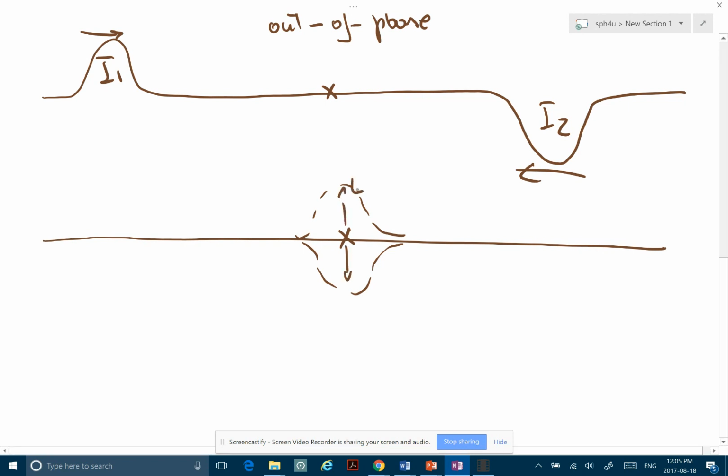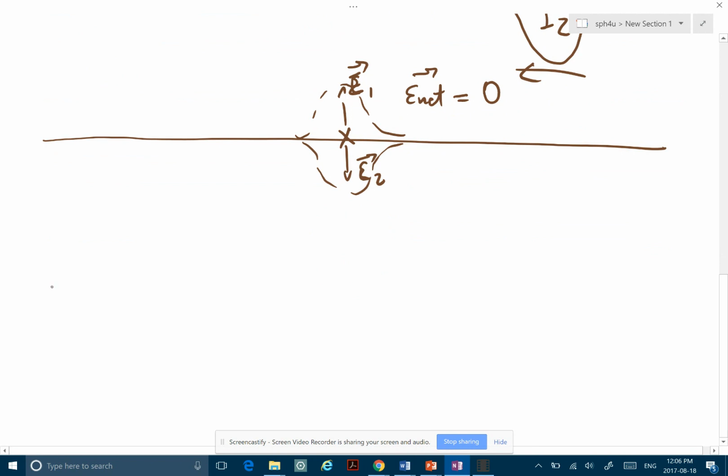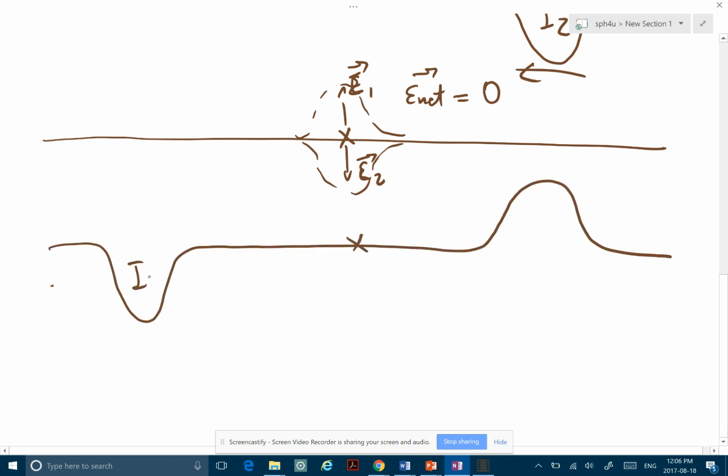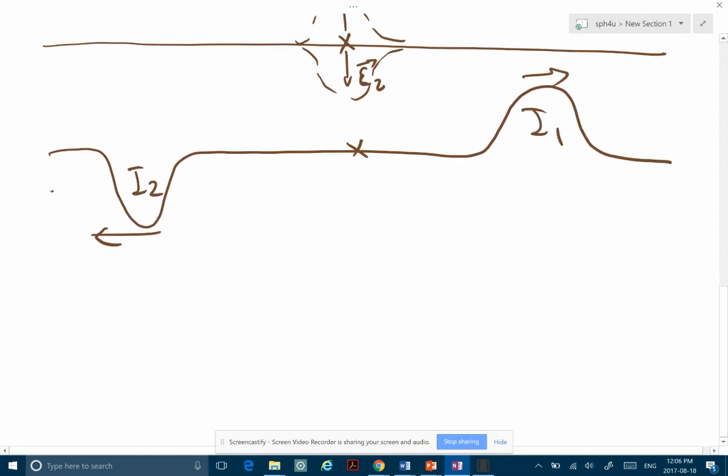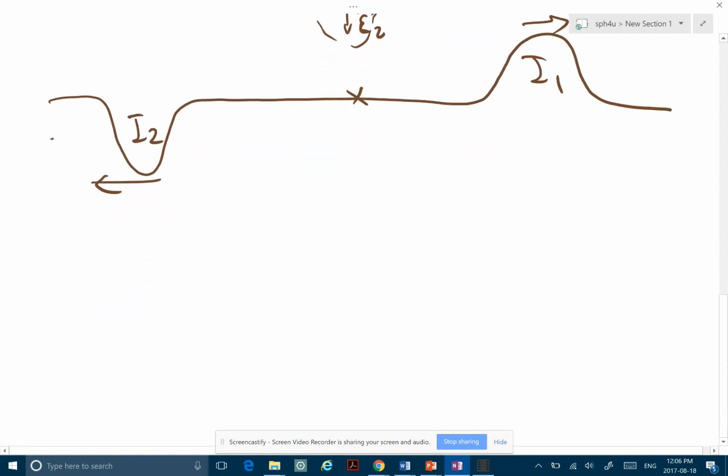So if I were to do it like this, this is E1, this is E2, and the net electric field is actually 0. So they cancel each other out. And then, of course, they would keep traveling like they never saw each other. So this is I2, this is I1. So they pass through each other. That's destructive interference.